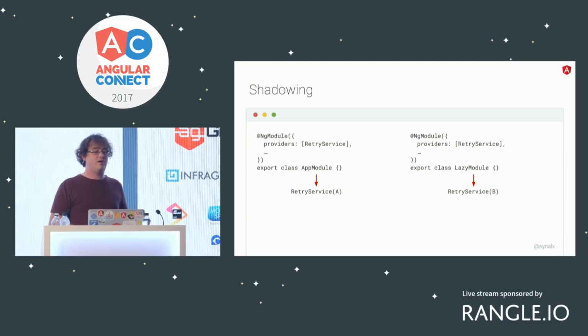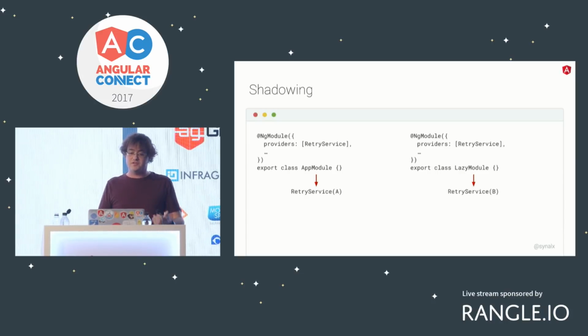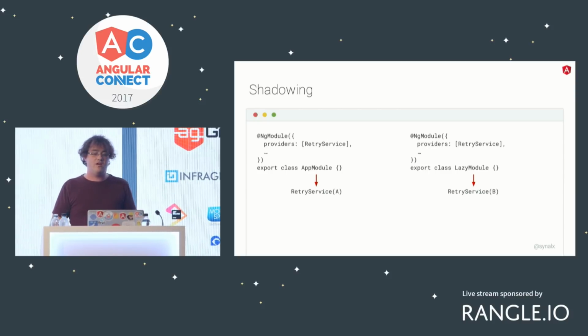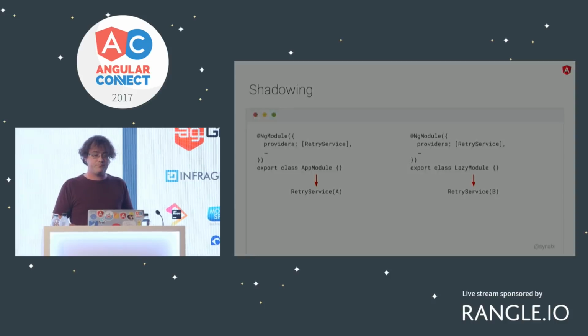So shadowing is what happens when you have multiple providers for the same token in different injectors. And we kind of saw a taste of this with useClass and useExisting, right? If you have multiple instances of the same service, and the service is stateful in some way, especially if it's like broadcasting events that different parts of your application want to listen to, you can get really weird behavior if you have different components injecting different versions of the service, and they can't communicate as a result.